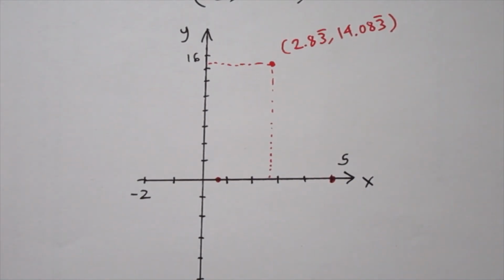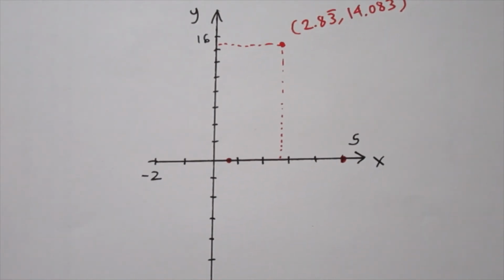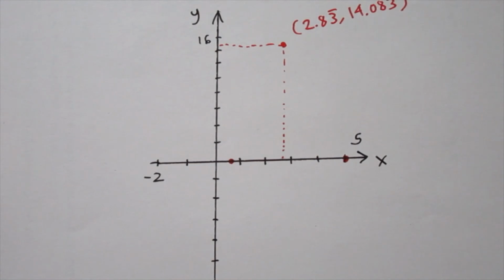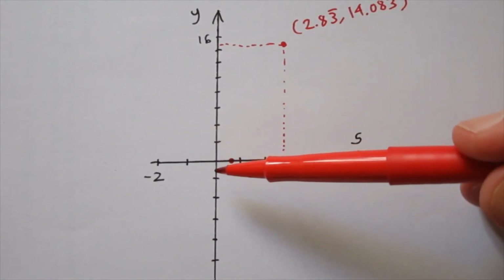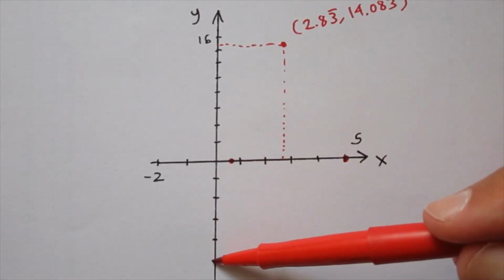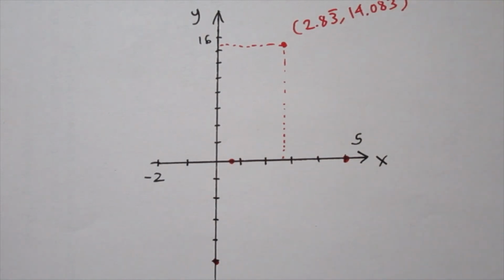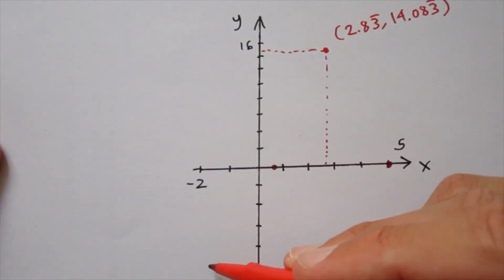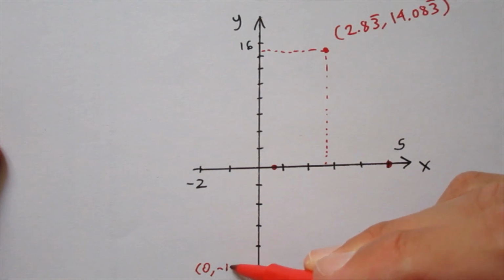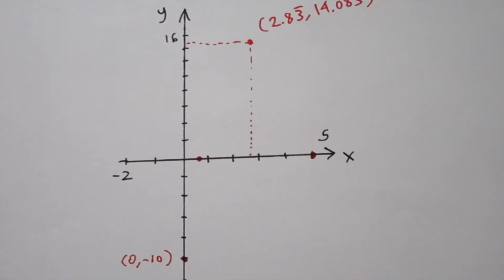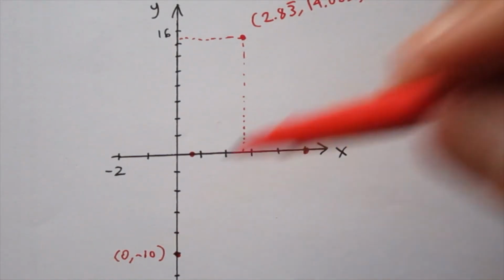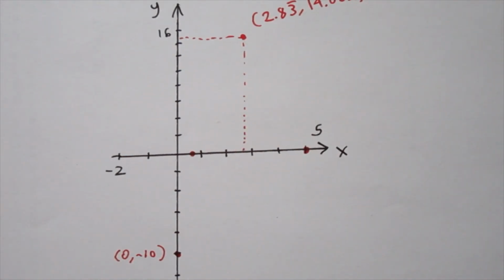And I just determined that the y-intercept is 0, negative 10. The y-axis is in increments of 2, so 2, 4, 6, 8, 10. The y-intercept is right here, 0, negative 10. Here I'll put it on this side. That's the y-intercept. How many points do I have? I've got the vertex, I've got the two x-intercepts, and I've got the y-intercept. So now I'm going to connect the dots.